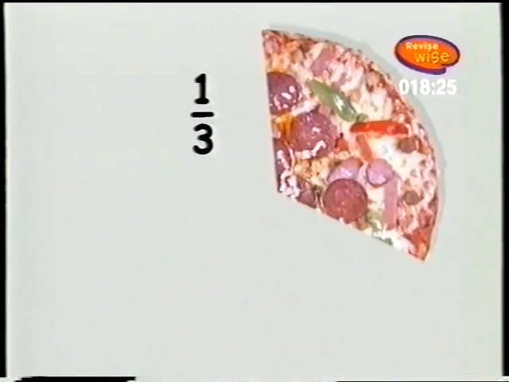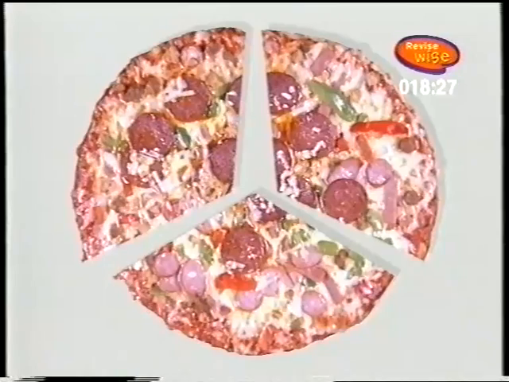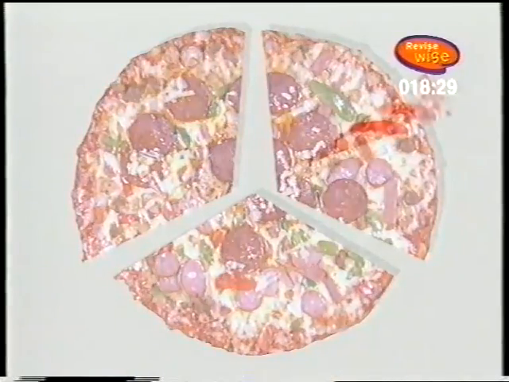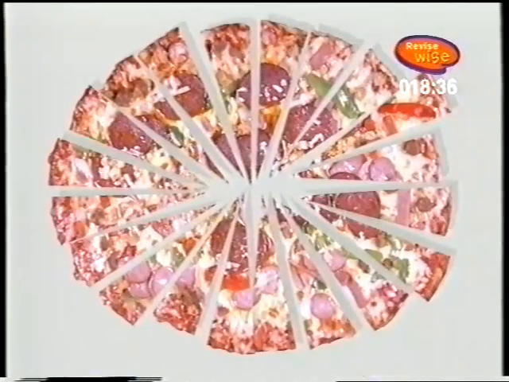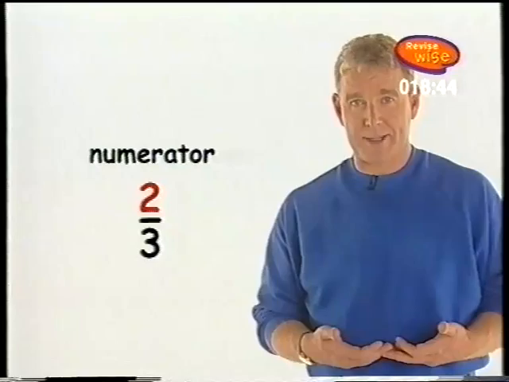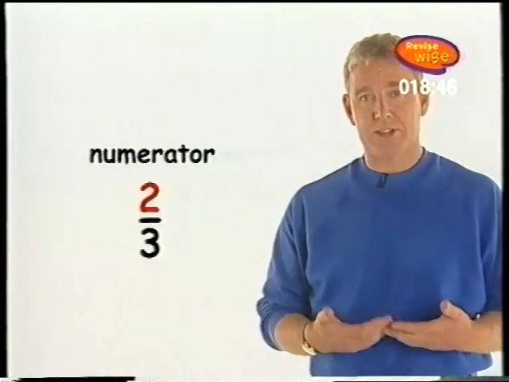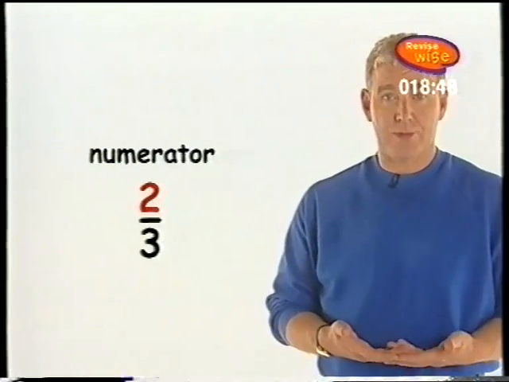1/3 of a pizza is a big chunk because there are only 3 of them in the whole pizza. 1/20 of a pizza is only a small slice because there are 20 of them in the whole pizza. The top number of a fraction is called the numerator, and it tells you how many equal parts of the whole have been taken. So, for example, 2/3 means that the whole has been split into 3 equal parts, and we have 2 of those parts.